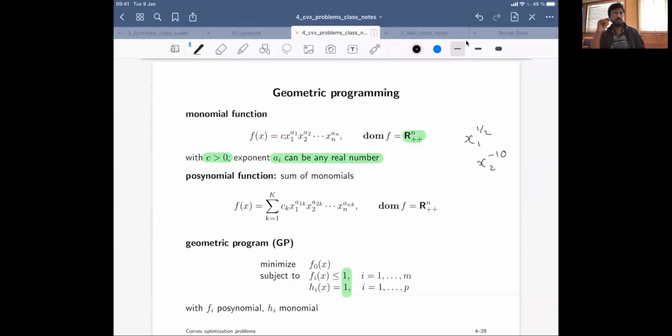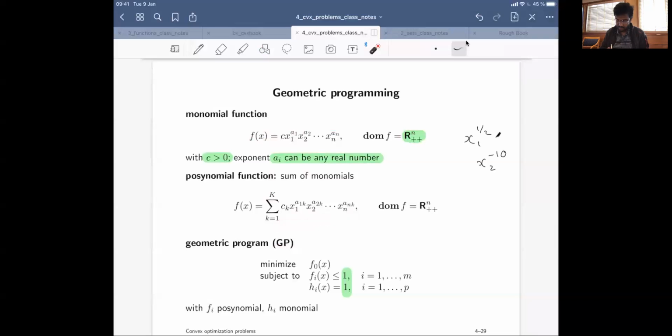This is different from the polynomial definition, right? Where we were not allowed to have something like a fractional exponent. So this is a specific function called a monomial function. Then there is another function called a polynomial, where you have several monomial functions like this and you are summing all those individual monomial functions.